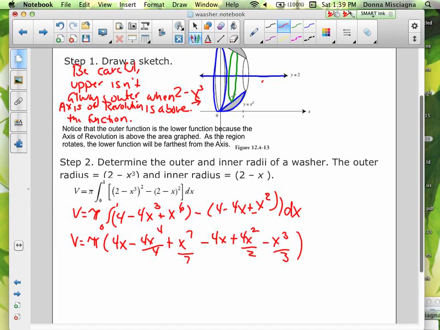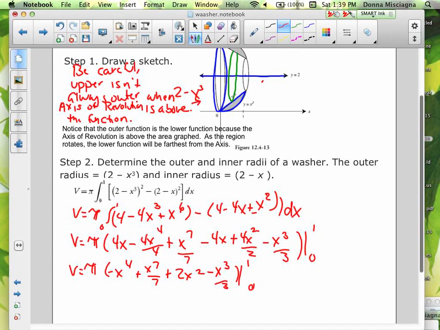And we get a couple like terms, and actually they're going to cancel each other out. Oh, and that's from 0 to 1. So our volume is pi times, the 4x and the negative 4x are going to cancel. Nothing else cancels, but we can reduce here. So we have negative x to the 4th plus x to the 7th divided by 7 plus 2x squared, and then minus x cubed divided by 3. And that's from 1 to 0.